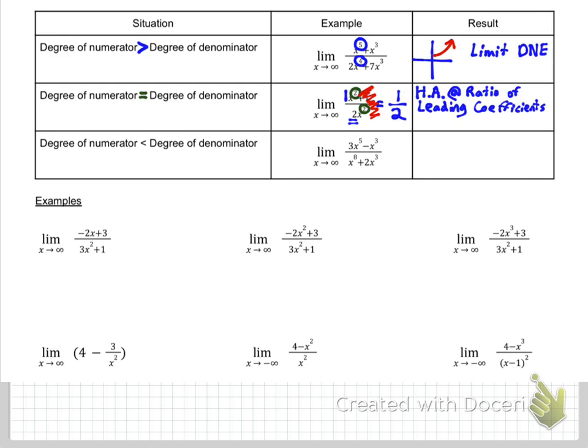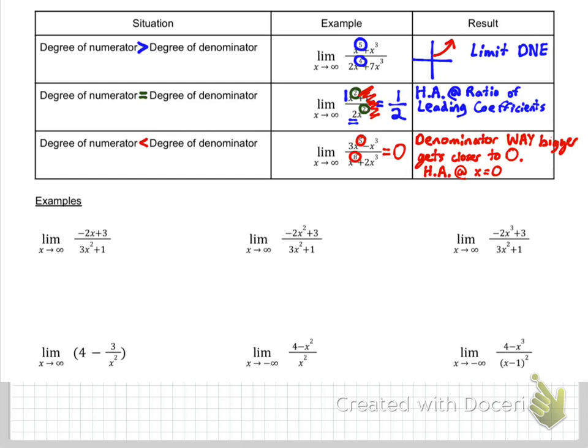Pretty nifty, huh? Let's look at our last situation, and we'll do some examples of these in just a moment. The degree of the numerator is less than the degree of the denominator. In this situation, where 8 is in the denominator and 5 is in the numerator, if the denominator is way bigger, because the degree on the denominator is bigger, then that number is going to get closer and closer to 0. There's going to be a horizontal asymptote at y equals 0. And so the limit as x approaches infinity is going to be 0.